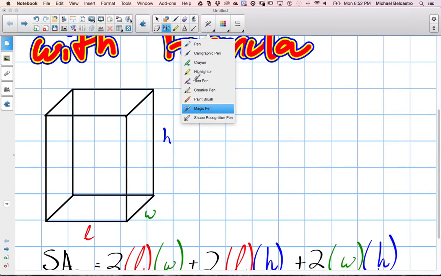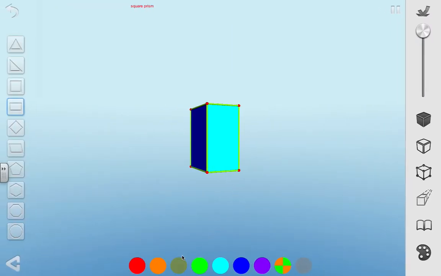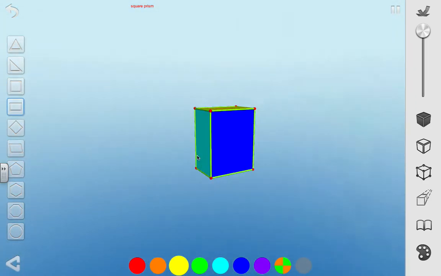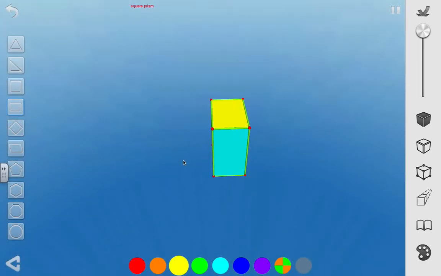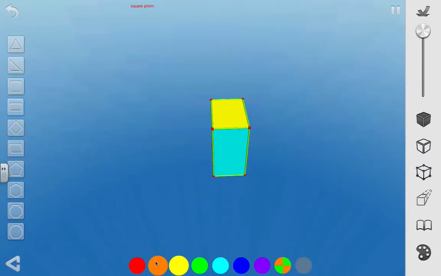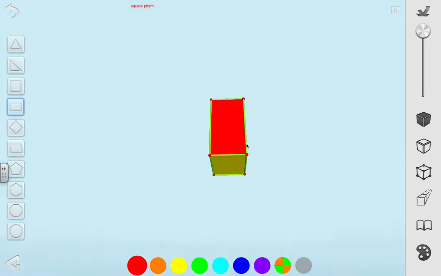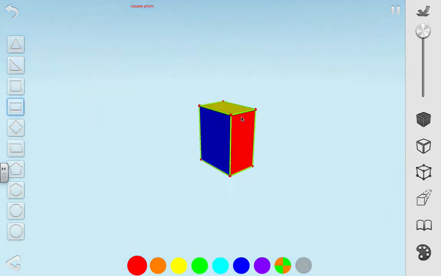With that being said, we also have a top and a bottom. Let's label those. We'll make our top in yellow. So we have front and back in blue, and a top and a bottom in yellow. And then finally, we have our right side and our left side. Let's make them red. So you can see that there are 2 reds, 2 yellows, and 2 blues.